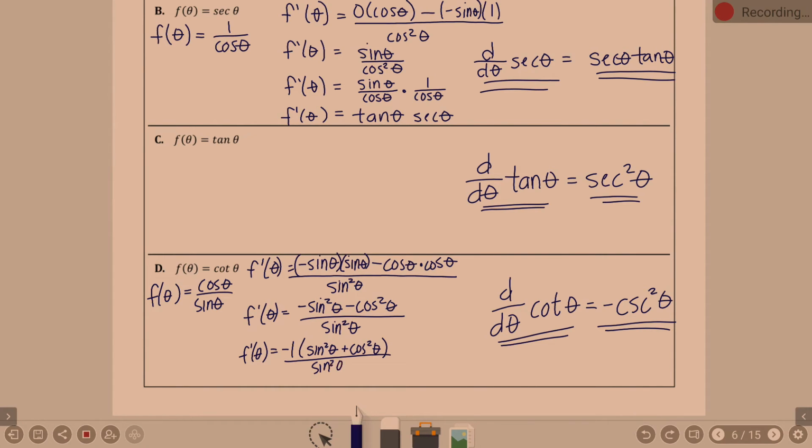What do you know about sine squared theta plus cosine squared theta? 1. That's your Pythagorean identity of 1. And so now I end up with -1 over sine squared theta. What's the reciprocal of sine? Cosecant, so this is going to be negative cosecant squared theta. We actually did the more difficult one there because we had the negative to mess with.